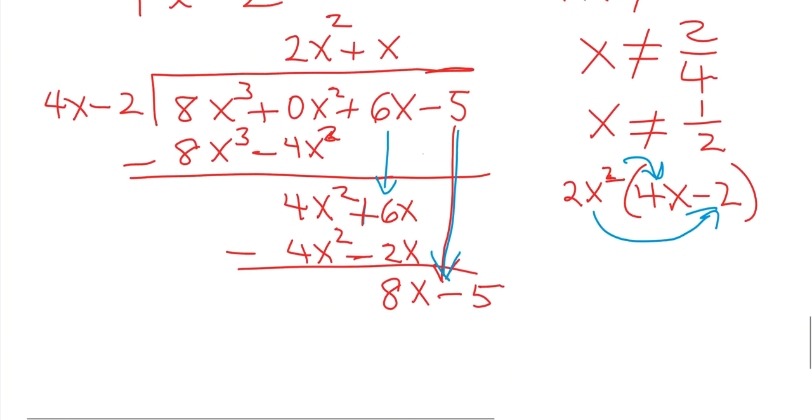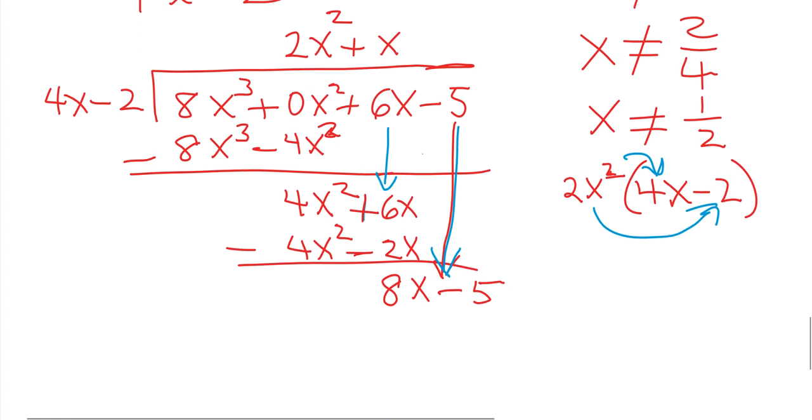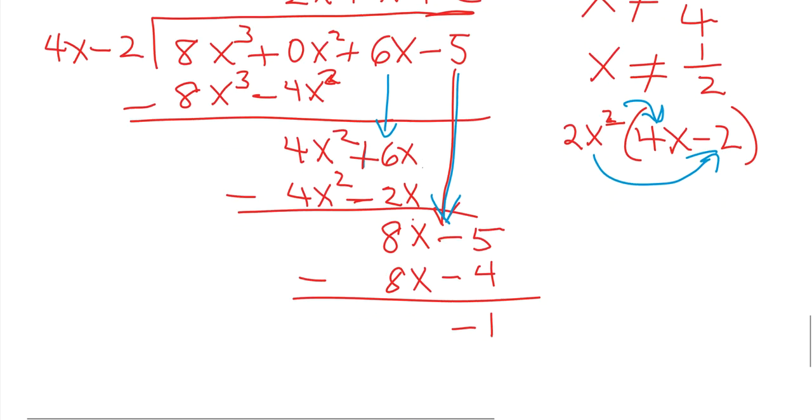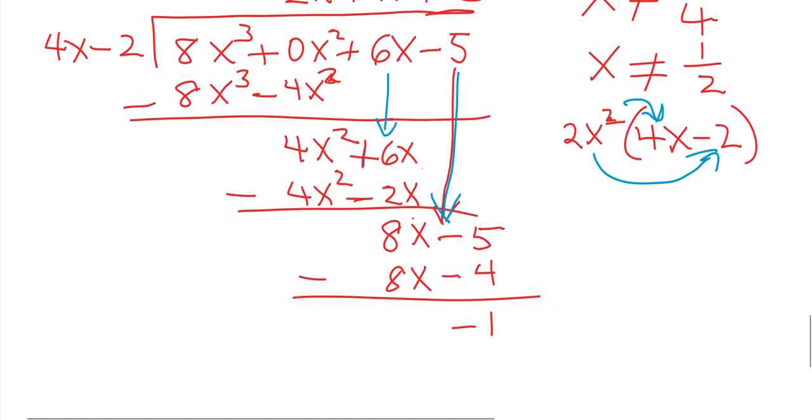And now I ask myself again, how many times does 4x go into 8x? It goes in 2 times. Because 2 times 4x is 8x. And then 2 times minus 2 is minus 4. And I subtract. 8x minus 8x, nothing. Minus 5 minus a minus 4 is minus 5 plus 4, which is minus 1. And there you have it. The answer is 2x squared plus x plus 2 with a remainder of negative 1.